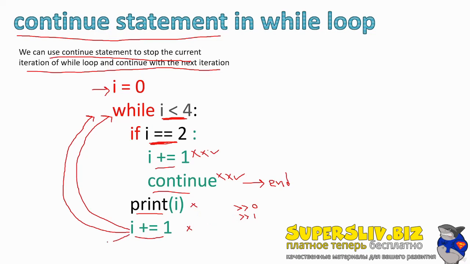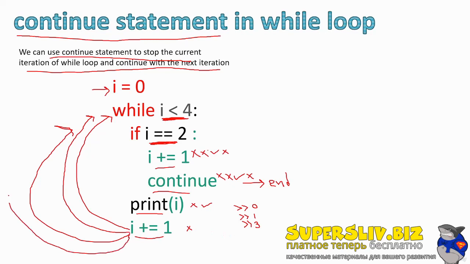Again it will go to the beginning. Now i is equal to 3. So the condition is still true. i is equal to 3, so this condition is false this time. So these two codes will not be executed this time. It will print i, which is 3, this time. It will add 1 to i. Now i will be equal to 4.